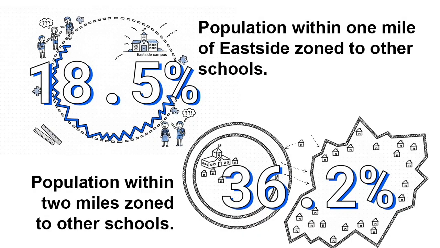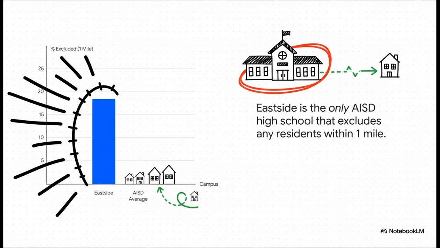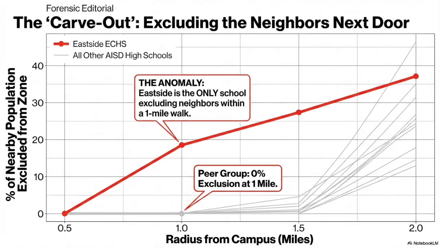Think about that. There are streets close enough to see Eastside from a bedroom window, yet the students who live there are told to attend a different campus miles away. Some students who live within 1 mile of Eastside are zoned instead to McCallum High School, about 7 miles away. And these carve-outs are not random. The neighborhoods zoned away from Eastside have higher incomes and a lower share of Hispanic residents than the neighborhoods zoned into Eastside. In plain English, the lines are drawn in a way that walls off wealthier, whiter families from their own neighborhood school.